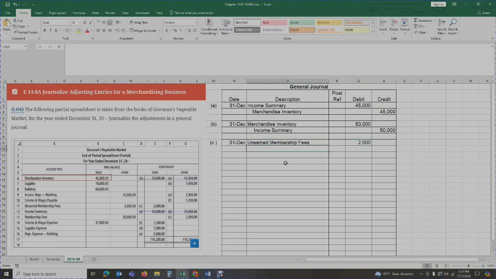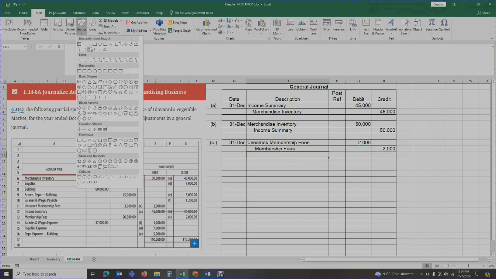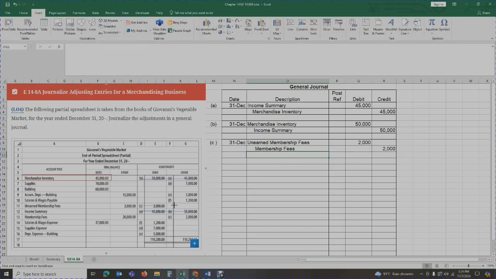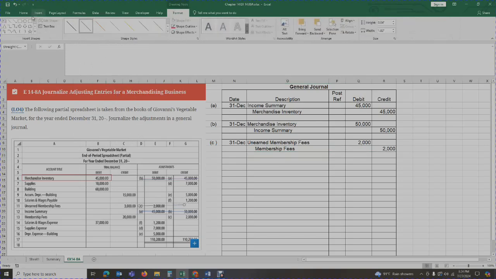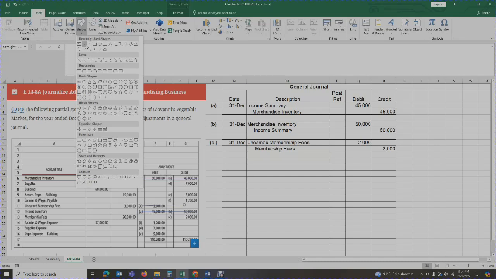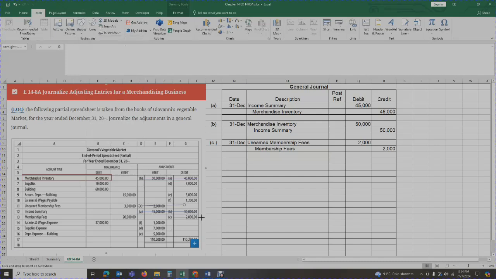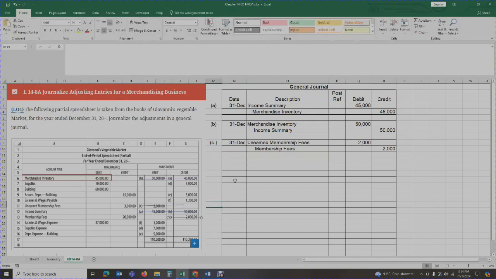So now my liability decreases by doing that entry, and then my revenue account is going to increase. Membership fees is my revenue account with a normal balance of a credit. So now my revenue is going to increase for the month of December by $2,000. So that takes care of this one, and then that takes care of this one down here. Okay, so that's it for letter C.